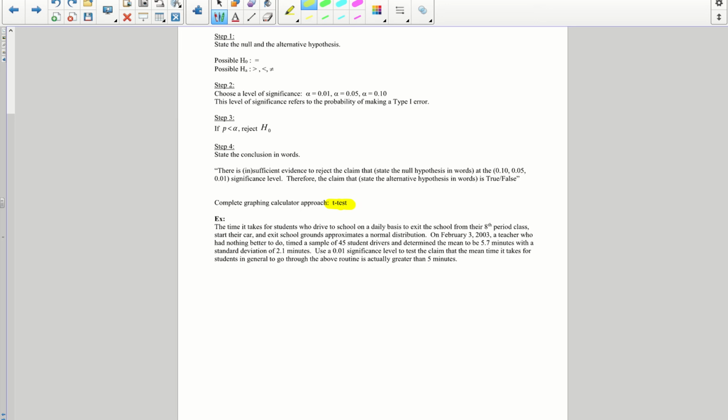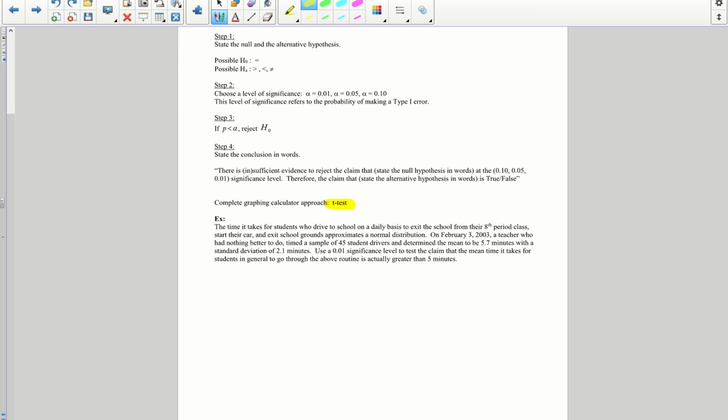So on February 3rd, 2003, that's when I was at my limit. That's when I did it. Teacher had nothing better to do, timed a sample of 45 student drivers. Actually, I did have something better to do. That better thing to do was actually try to go home. I also bailed on the last 10 minutes of my 8th period class to get started on this process. I was like, here's a worksheet. Enjoy the rest of your day. I'm going outside. And so that was a thing.